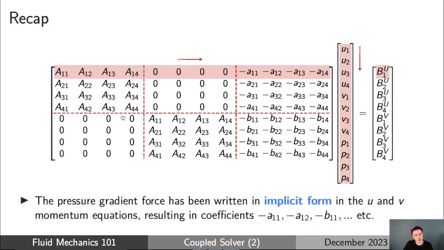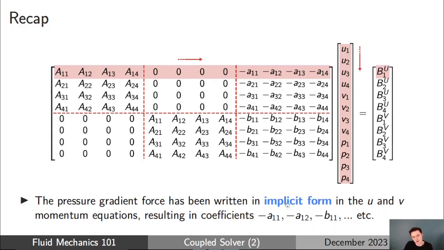And the first 4 rows are just conservation of momentum in the U direction for cells 1, 2, 3 and 4. And then those final 4 rows are the V momentum equations. And those extra terms were the implicit form of the pressure gradient. So how could we incorporate the continuity equation or the pressure equation into this coupled matrix equation?